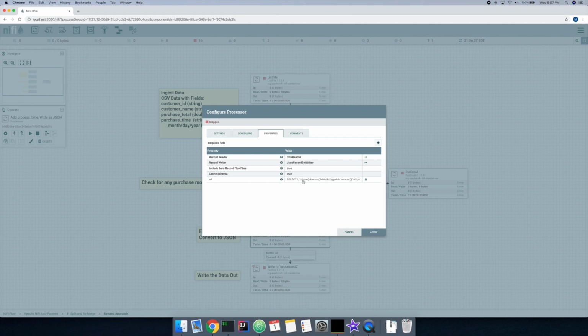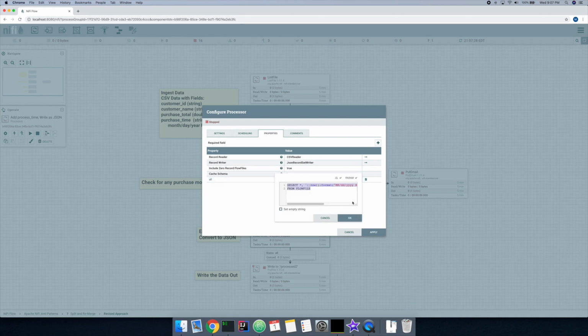But this time, we want the output to be in JSON, because that's what we actually want to go out to our file system. That's what we want the end result to be. So we can just choose a record writer of the JSON record set writer, and that's all we have to really configure. And then we get to choose what SQL we actually want to run over this data in order to transform the data or to choose which fields we care about or which records we care about.